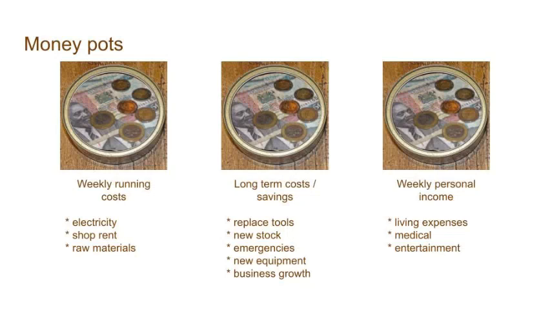Now the last money pot is for weekly personal income. So that's the money that you take out of the business for yourself. So things like living expenses, food, it might be medical stuff, entertainment, travel, all of those sorts of things. So the third money pot is for your day-to-day and week-to-week living.